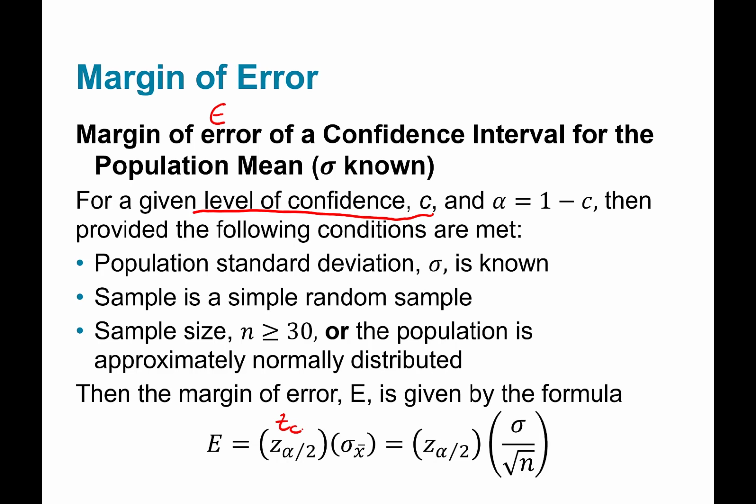Or in other words, this is equal to our z sub alpha over 2, or zc, times sigma over square root of n. So again, because we're using the central limit theorem, we have to meet the requirements of the central limit theorem. So you have to ask yourself, is the sample size n greater than or equal to 30, or is the population approximately normally distributed, every single time before you can use this formula?